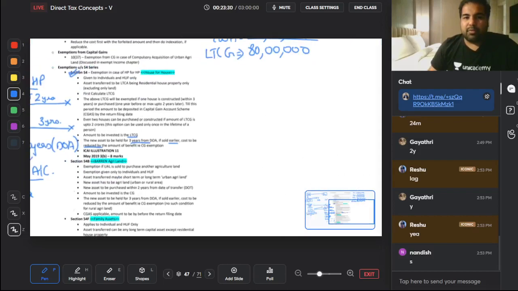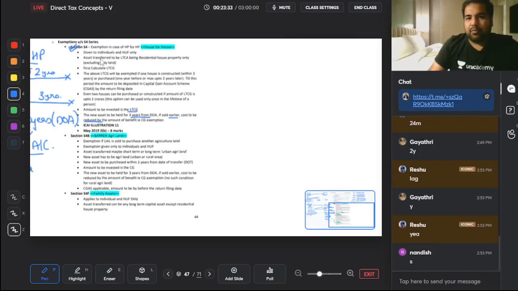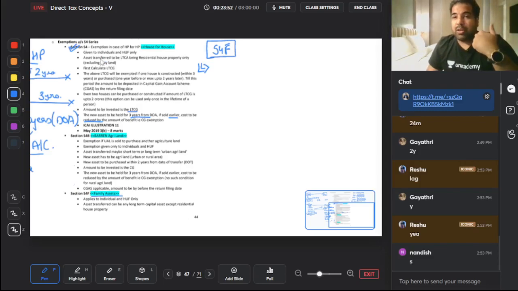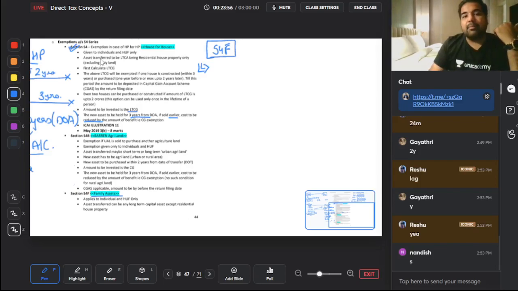Next, guys, is 54F. 54F is basically something similar but different also. I'll tell you first what is the difference. You're not selling a residential house this time. You're selling your family's assets. That's how I remember F. F is for family's assets. Yes. What do you mean by family's assets? You can be selling gold, you can be selling shares, you can be even selling land, anything but a house property. Yes, you're selling anything but a house property.